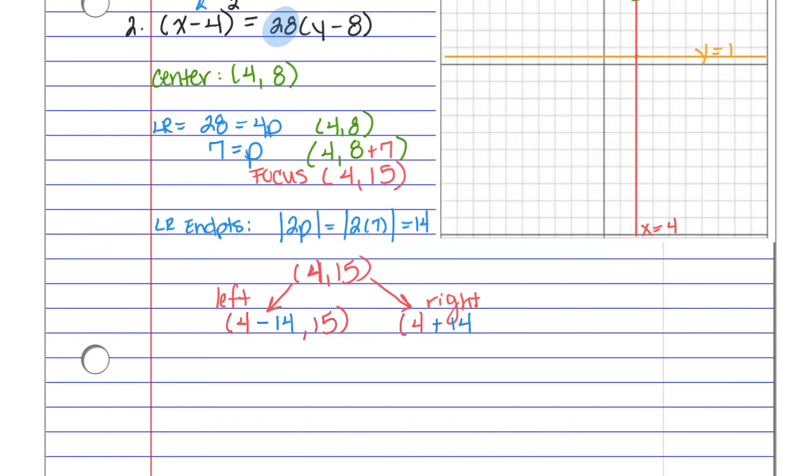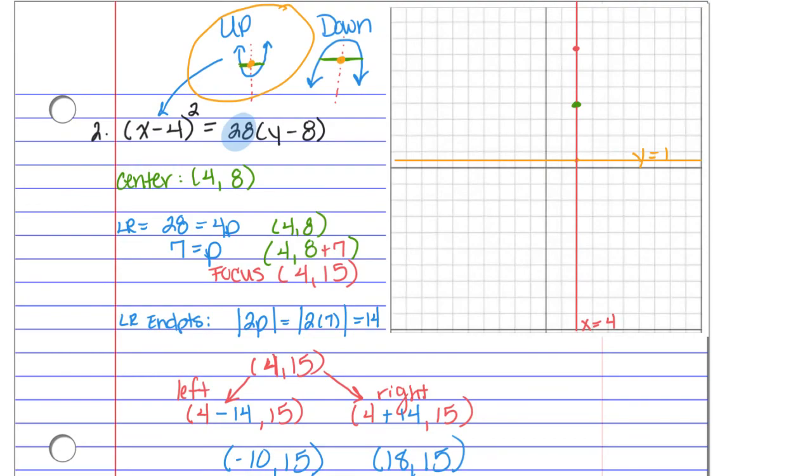Keeping your thoughts all organized, that means that I have endpoints at (-10, 15). That's one endpoint, and the other endpoint is at (18, 15). If I come back up here and graph those, I would have an endpoint at 2, 4, 6, 8, 10, so (-10, 15). And 18, oops, I've got that on the wrong side, it's 2, 4, 6, 8, 10, and there's my 15, and (18, 15).